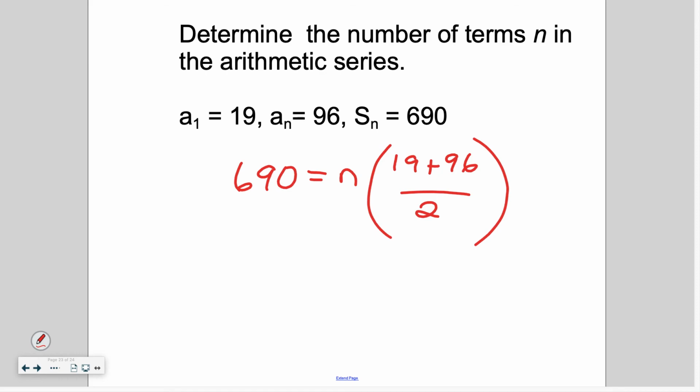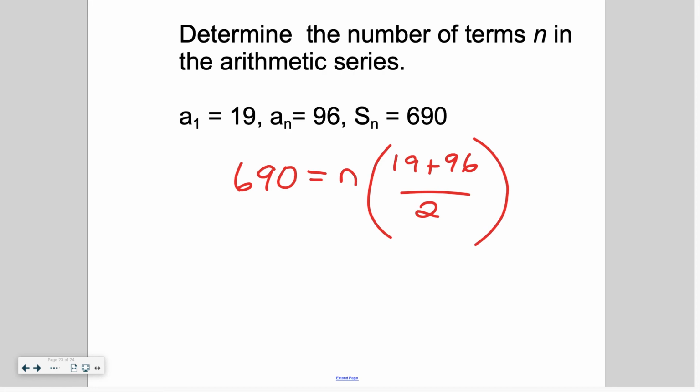If you do that quick, see what you get. So if you're doing it right, you should get the answer of 12. That they had 12 terms to make that sum happen. So, any questions? The arithmetic series.